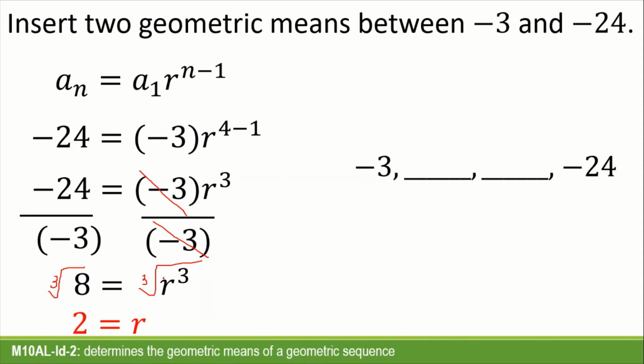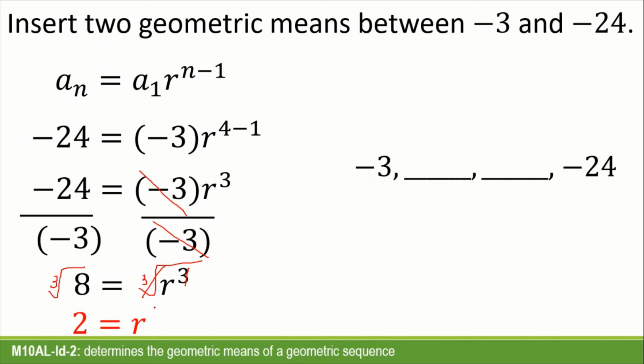So, eto, cube root of r cube, makakancel out na natin to. So, r na lang ang maiiwan. And then, cube root of 8, ano yung number na 3 times ginamit in multiplication na ang sagot ay 8? And that is 2 kasi 2 times 2 times 2 is equal to 8. So, the common ratio is 2.